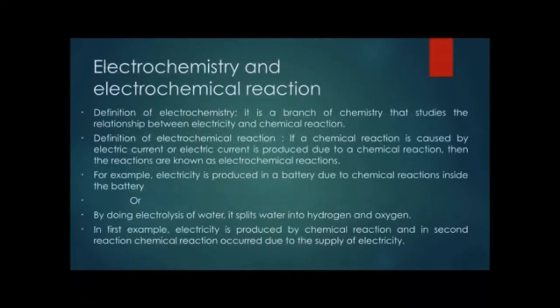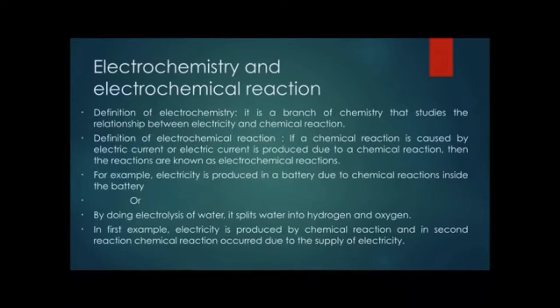Now we know that electrochemistry is a 200-year-old science, and we will define electrochemistry as a branch of chemistry that studies the relationship between electricity and chemical reaction. Those kinds of reactions are known as electrochemical reactions. So the definition of electrochemical reaction is: if a chemical reaction is caused by electric current or electric current is produced due to a chemical reaction, then the reactions are known as electrochemical reactions.